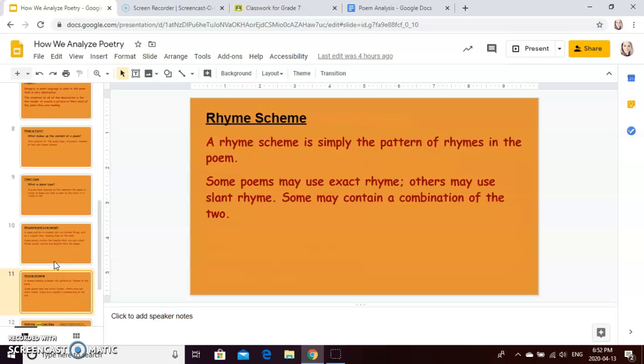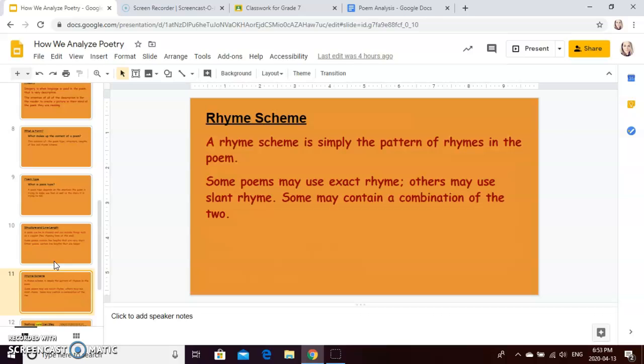Rhyme scheme is just the pattern of the rhymes in the poem, and we discussed rhyme scheme at length in our previous lesson and how to determine the rhyme scheme of a poem. And some poems may use what we call exact rhyme, where words rhyme exactly with one another, such as cat and bat. Others may use slant rhyme, where if the words were said fast enough, they could rhyme. Some poems may even contain a combination of the two different types of rhyme.